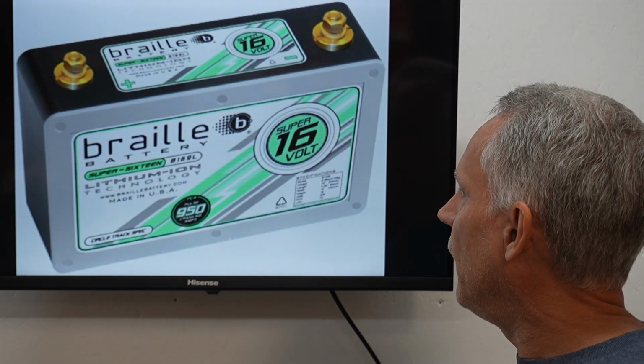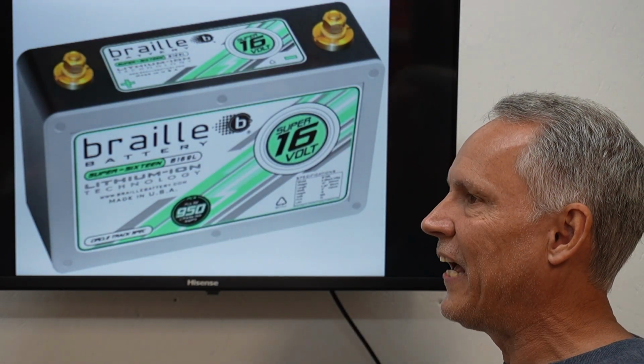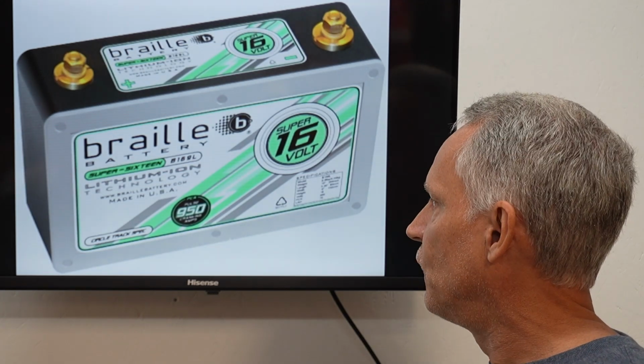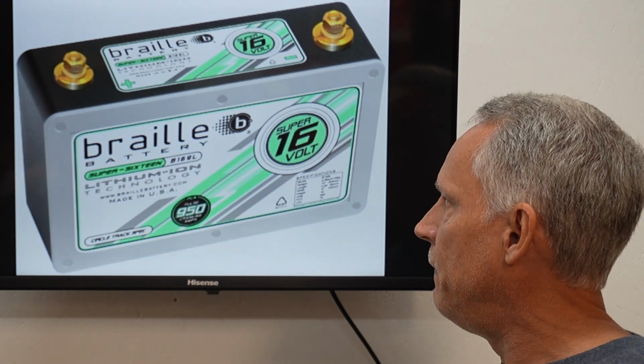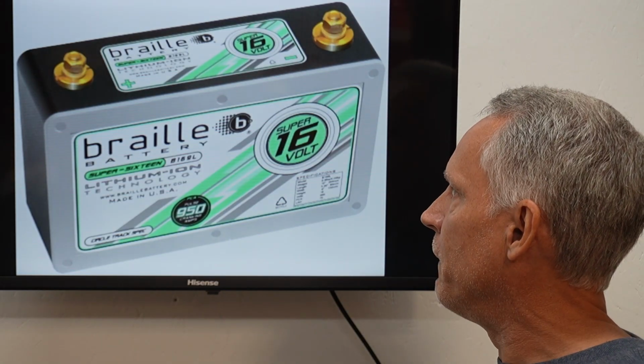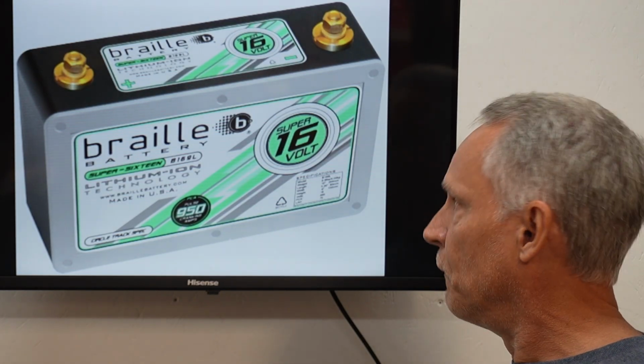Braille batteries. A lot of them are racing dedicated batteries and do not have battery management systems. Some do and some don't. Be very careful when you're selecting a lithium type battery. If you want a battery management system, make sure you are sure that it comes equipped with it.